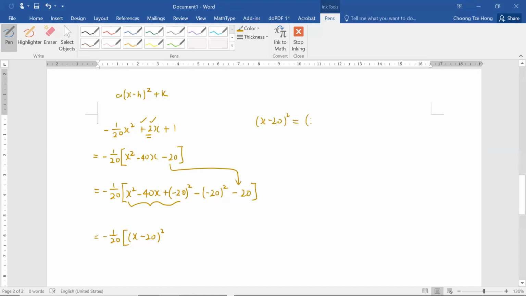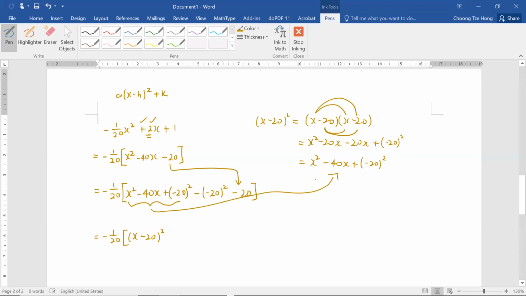If you expand this, x squared minus 20x minus 20x, then minus 20 times minus 20, you get x squared minus 40x plus negative 20 squared, which is this thing here. These two are equal. Then there's one more thing to do here, which is just to group all these together.